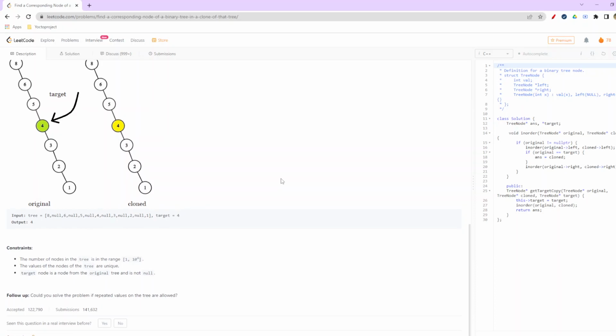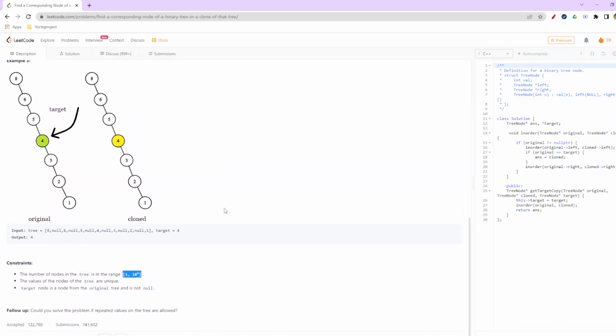Now let us see the constraints which are given. The number of nodes is up to 10 raised to power 4 and minimum 1. But it is a binary tree, so if it is a complete binary tree, its height would be at most log n, right? And if it becomes a skew tree, the way it is in this example, then the nodes would go up to 10 raised to power 4, meaning an order of n traversal. If that is done, then it would also be fine. It is not a case for TLE here.